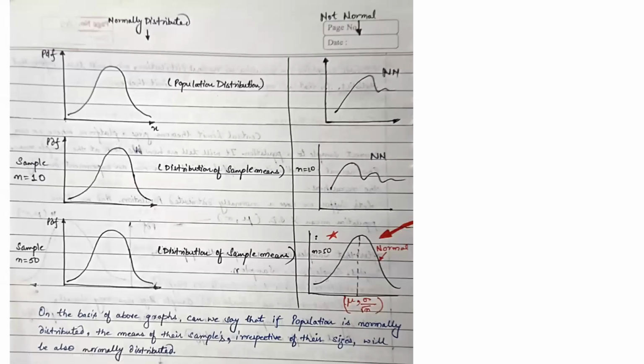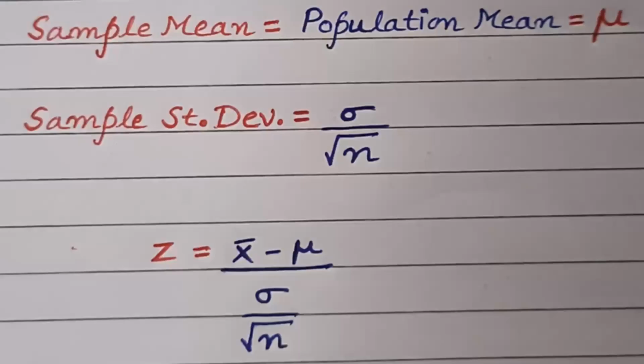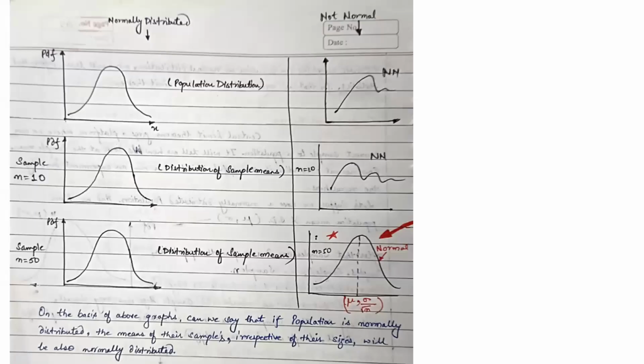But they found something very interesting. When they increased the sample size to n equals 50, I'm talking about when the population is not normally distributed, but the sample size was adequate, 50, in that case the distribution of sample means was normally distributed. We can see this is normally distributed.